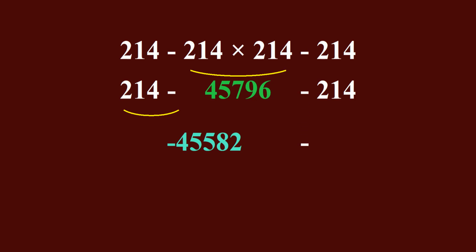45,582 minus 214, which equals minus 45,796. And this is our final answer for this problem.